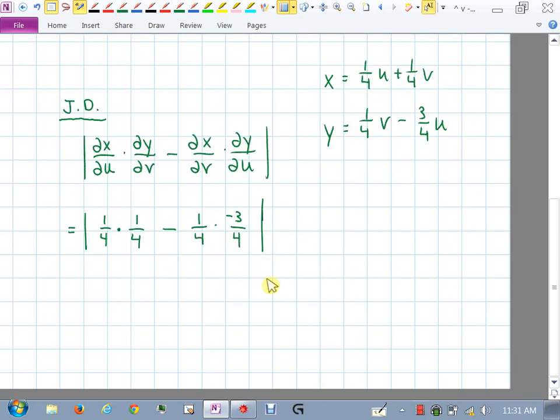And so we do order of operations, right? Multiplication here, so we get 1/16. And then minus the negative here would be plus 3/16, which adds up to be 4/16, which is 1/4. And then the absolute value of 1/4 is 1/4. So our Jacobian determinant spits out a constant.